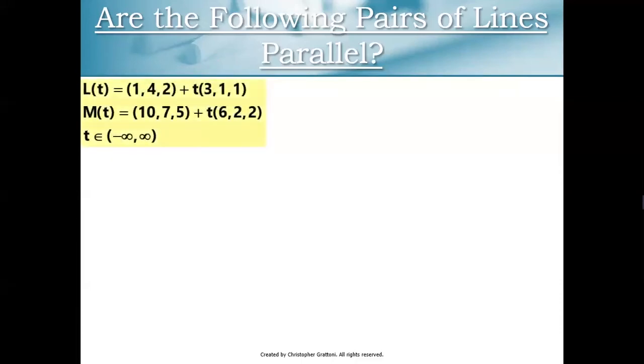Finally, in this example, we have two lines that look like they're very different from each other. You might glance at these and say, oh, for sure these are just unrelated lines. They're not parallel because they have different slope vectors, different starting points, and so these are just two completely different lines with no relationship to each other.